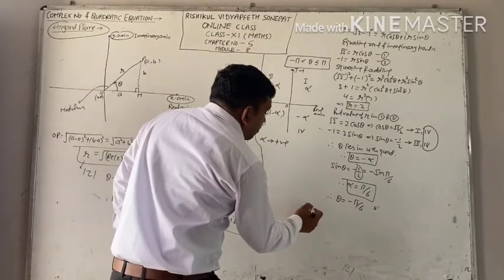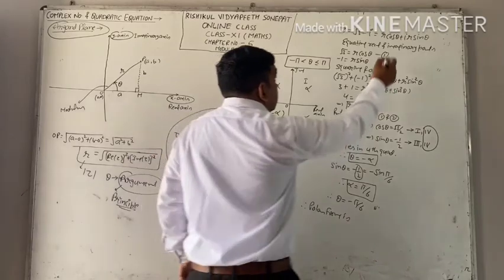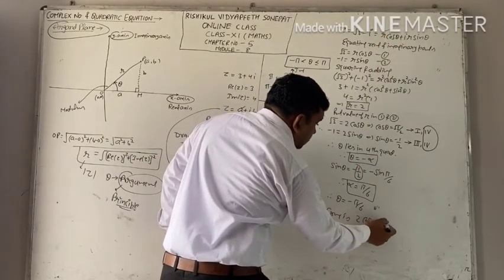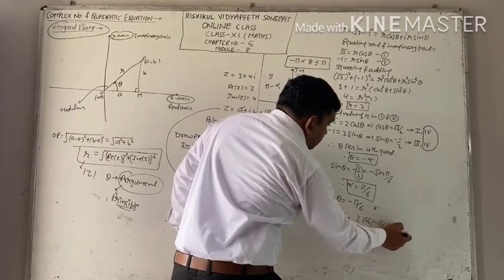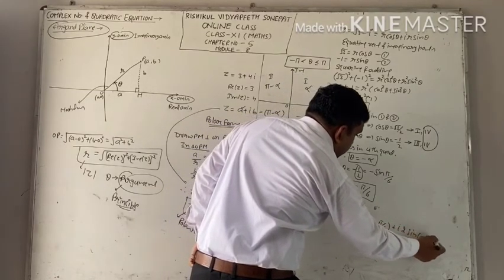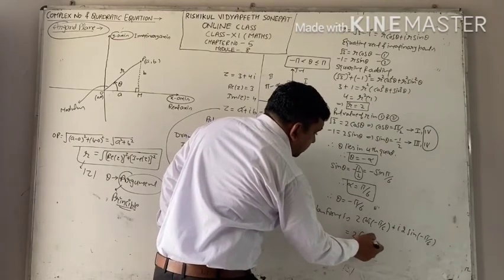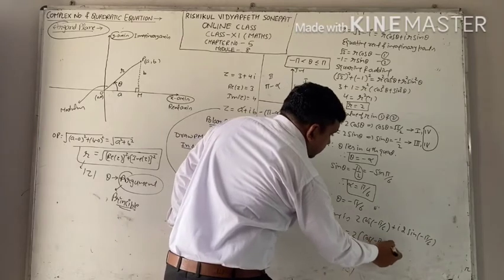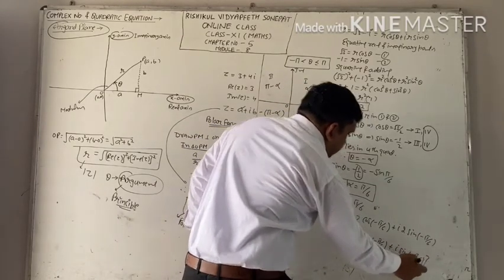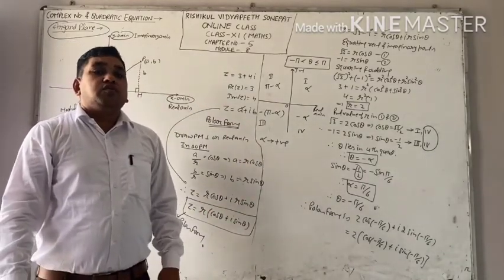Therefore, polar form is, put up the value, r is your 2 cos minus pi by 6 plus iota 2 sine minus pi by 6. Take 2 as common. This is your cos minus pi by 6 plus iota sine minus pi by 6. In this way, we can convert a complex number into polar form.